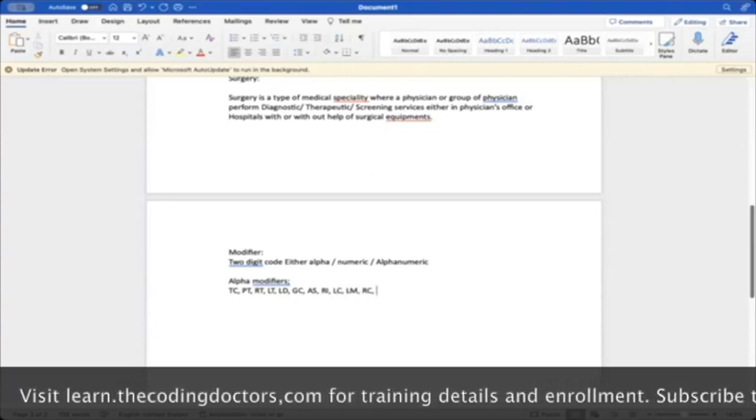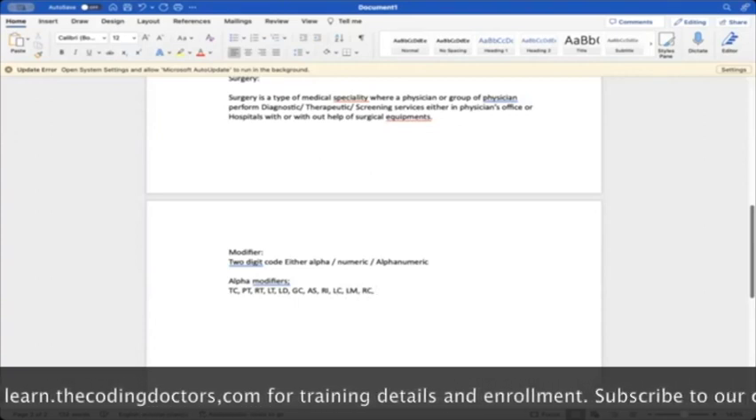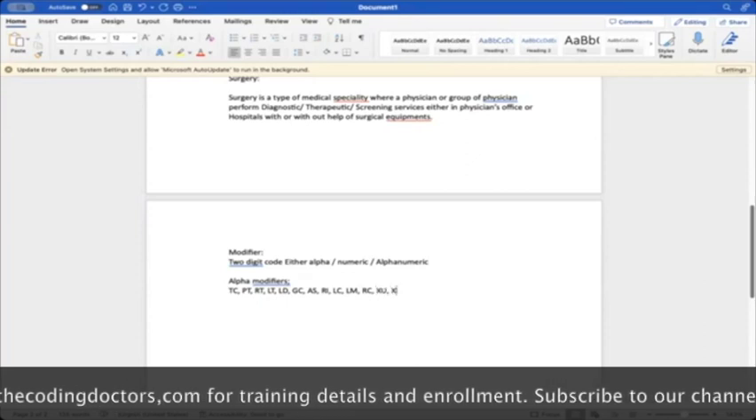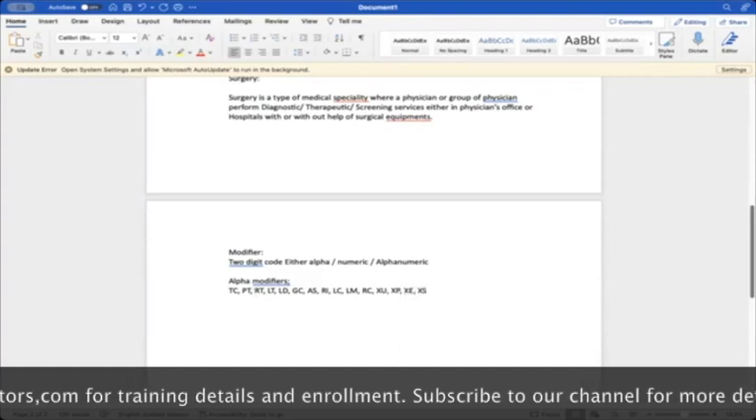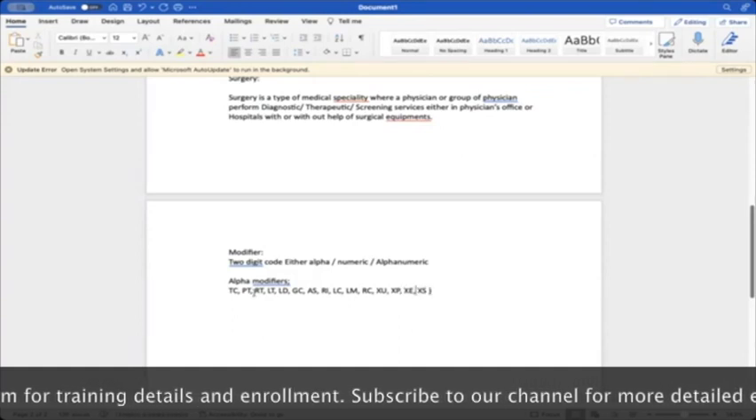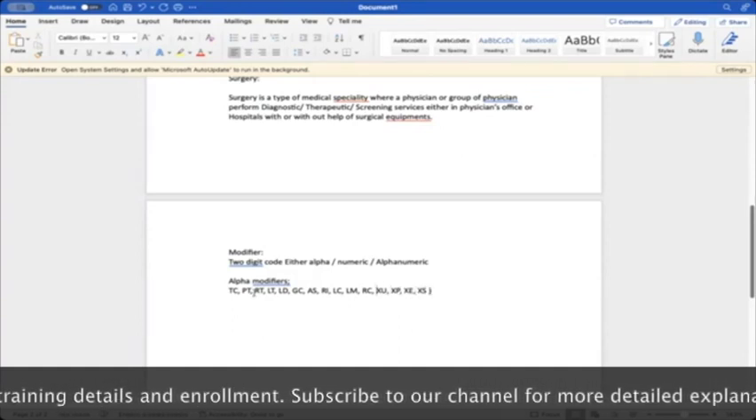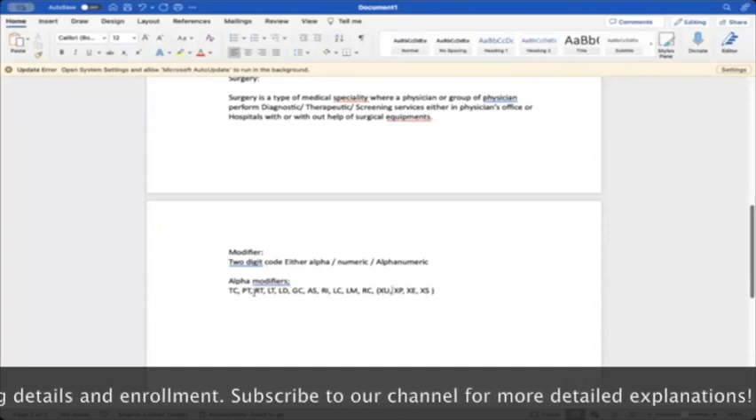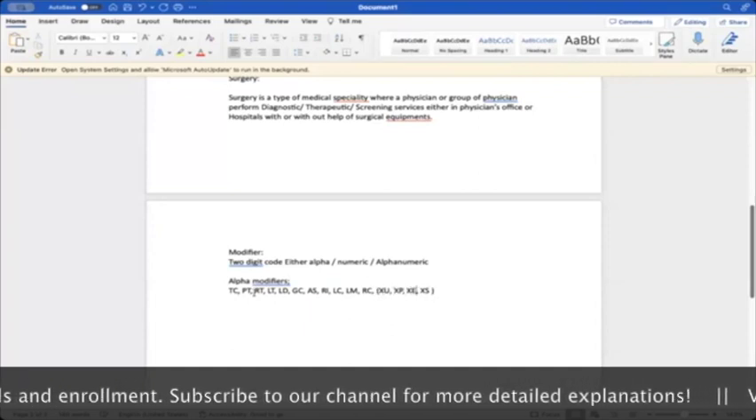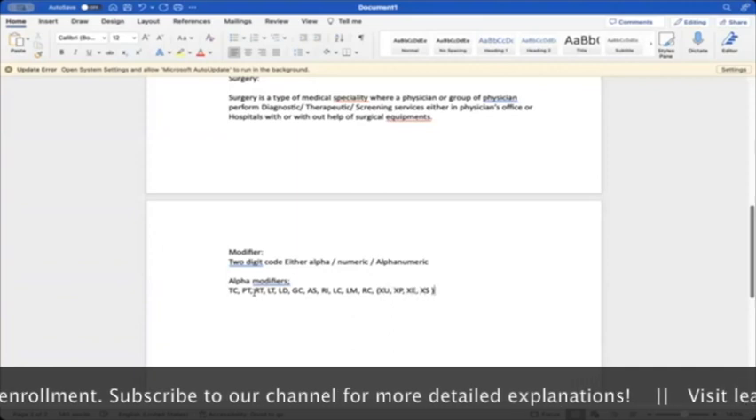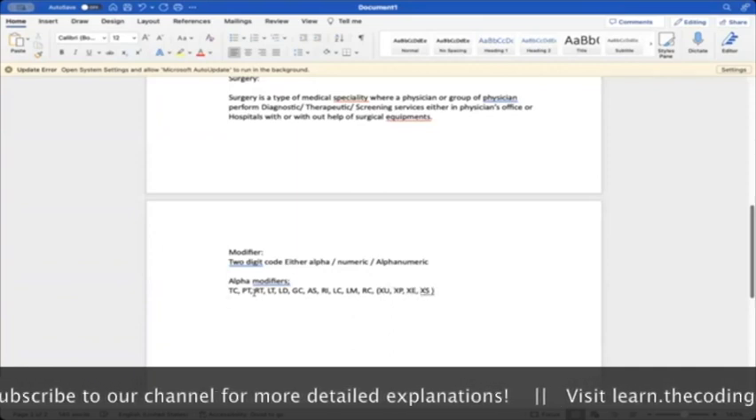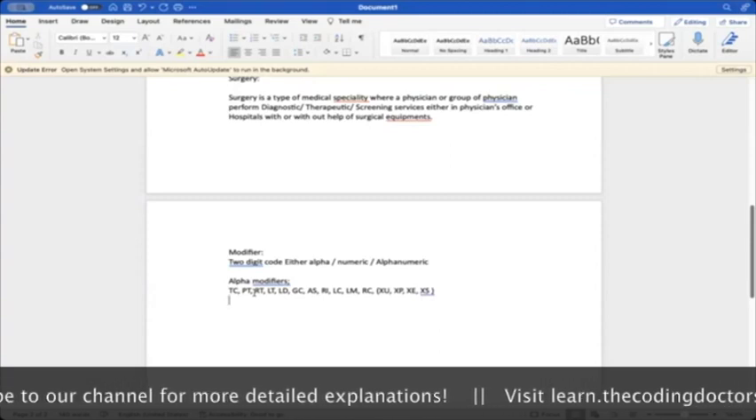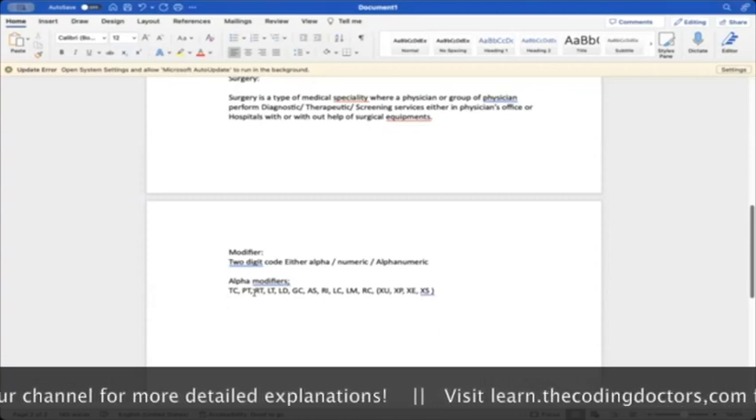Then XU, XP, XE, and XS. These are the four X modifiers. Instead of 59, we'll be using XU, separate unit; XP, separate physician; XE, separate encounter; XS, separate structure. Instead of 59 for Medicare patients, based on the client specification, we use the X modifier. So these also fall under alpha modifiers.